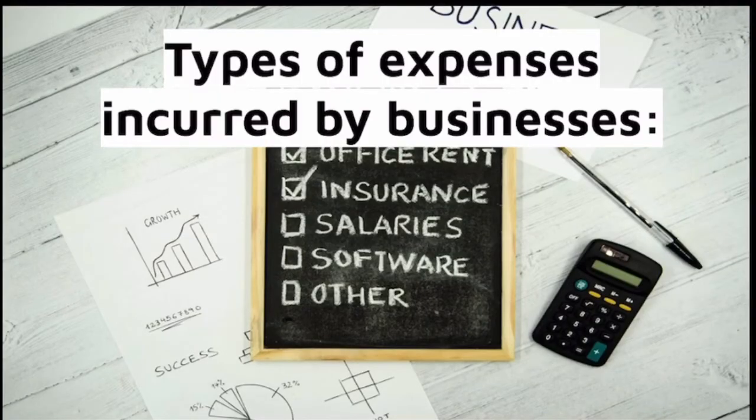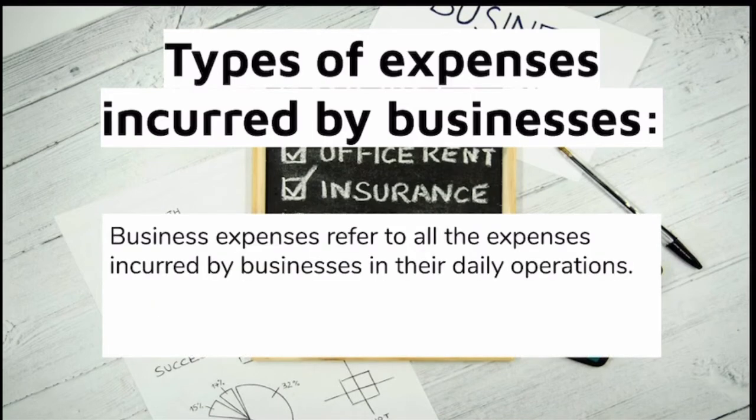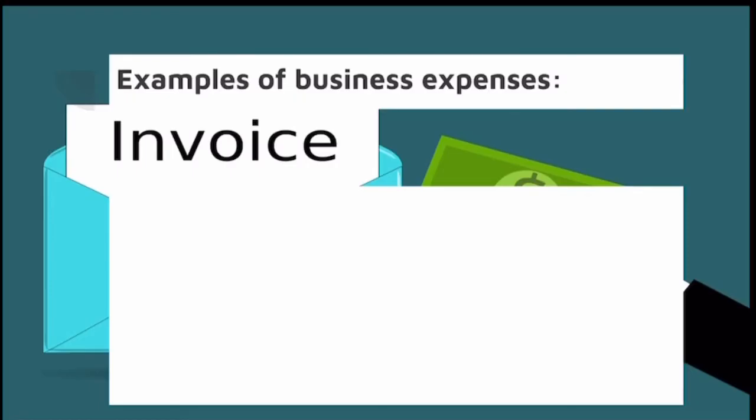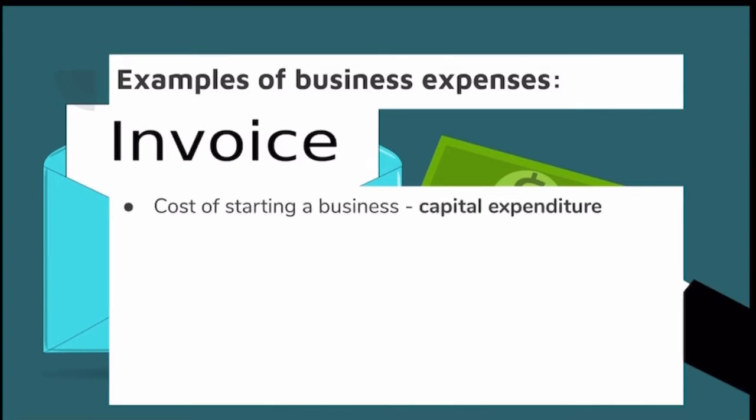So if we look at the type of expenses incurred by the businesses, business expenses refers to all the expenses incurred by the business in their daily operations. Spending of different businesses differs depending on the size and the type of the business. So examples of expenses. So we have capital expenditure. So this is the cost of the starting of a business.